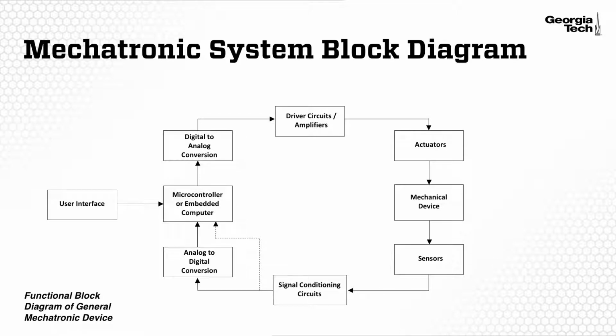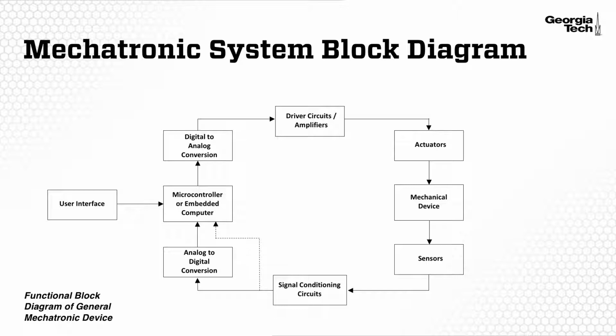What we can see here is a general system block diagram of a mechatronic device. This block diagram captures all of the main mechatronics components that we usually see. We have an embedded computer or a microcontroller, which then provides a signal to a digital to analog converter. Maybe that signal is amplified or provided to a driver circuit, which then drives actuators. Those actuators control the movement of a mechanical device, some type of mechanical device. It could even be a fluid device, any kind of mechanical device we can think of.